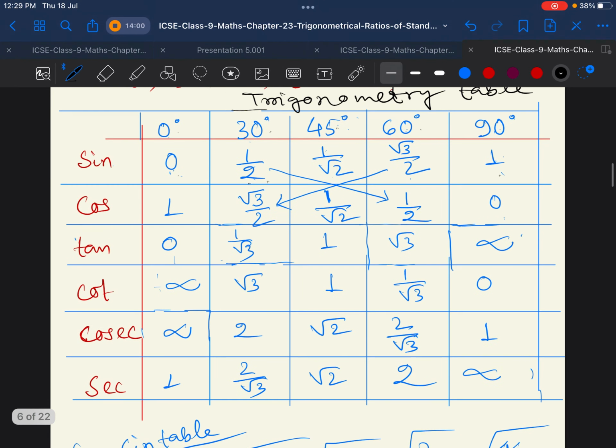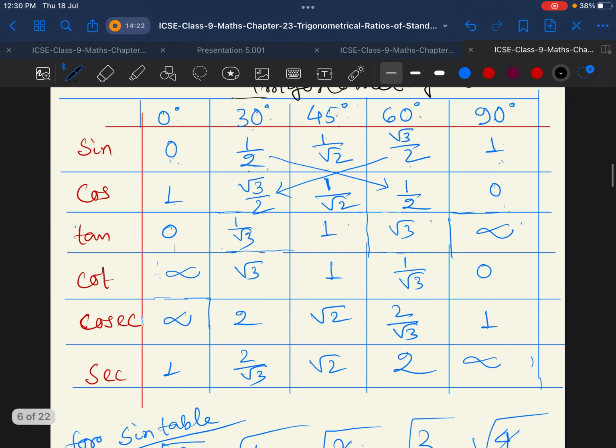Now the cos value: when the angle increases from 0 to 90, the cos value decreases. Here you see cos 0 is 1, cos 30 is root 3 by 2, cos 45 is 1 by root 2, cos 60 is 1 by 2, cos 90 is 0. The cos value decreases when the angle increases from 0 to 90.